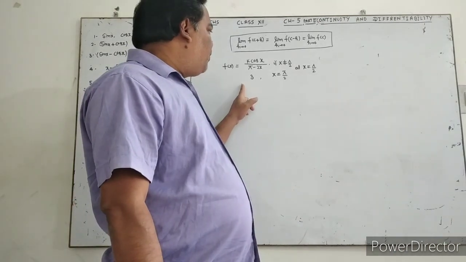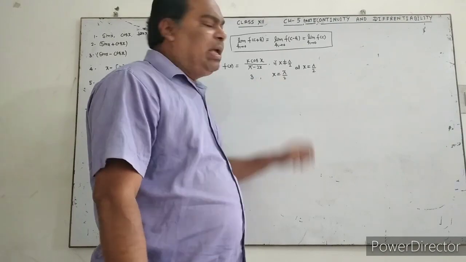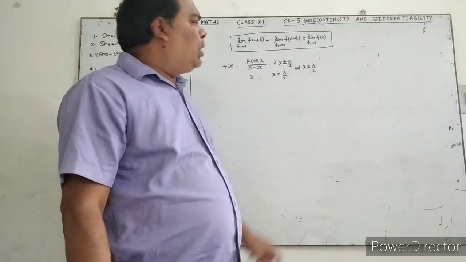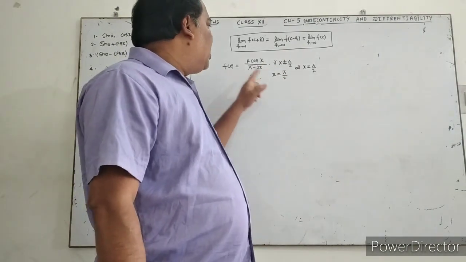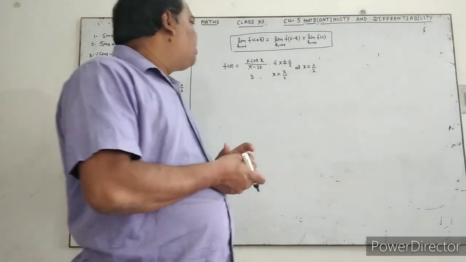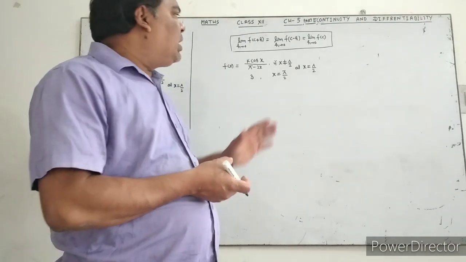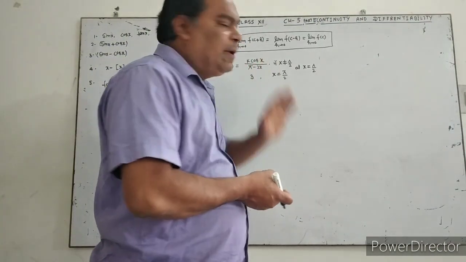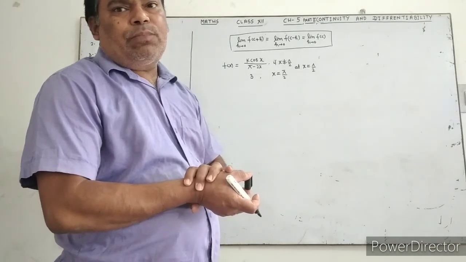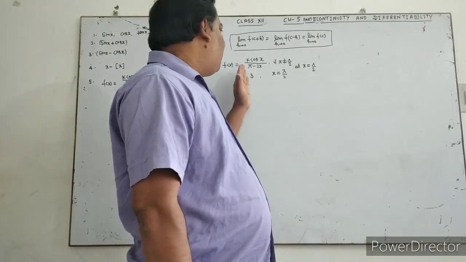And the value of the function is 3 at x equal to pi by 2. When x is not pi by 2, the value of the function is k cos x divided by pi minus 2x. The function is continuous at pi by 2. Then what is the value of k?